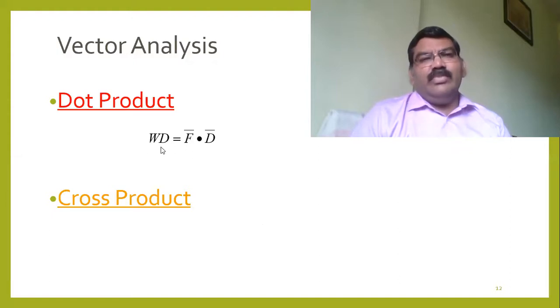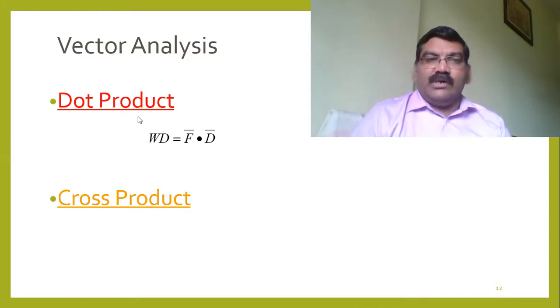So here we can have this simple analogy, that is, force into displacement is work done. Now, force into displacement, how are we doing this? We are doing this by a dot product. Okay. So we are taking this by the dot product. Now we'll come to the cross product.